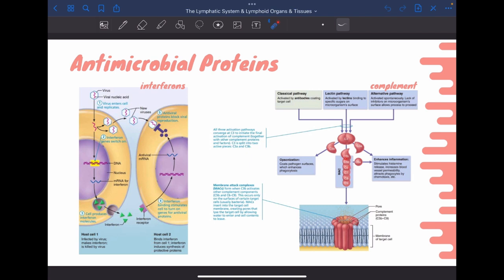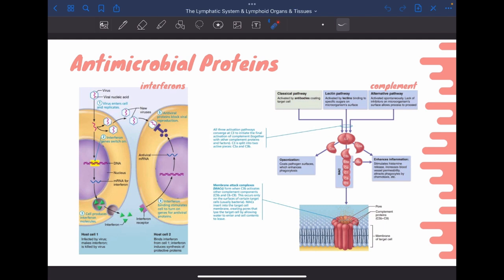Then we have C3b along with C5b, which mainly form membrane attack complexes. Put in simple words, these membrane attack complexes form pores and holes inside the pathogen, and water will start to influx inside the pathogen and ultimately cause it to lyse or die.